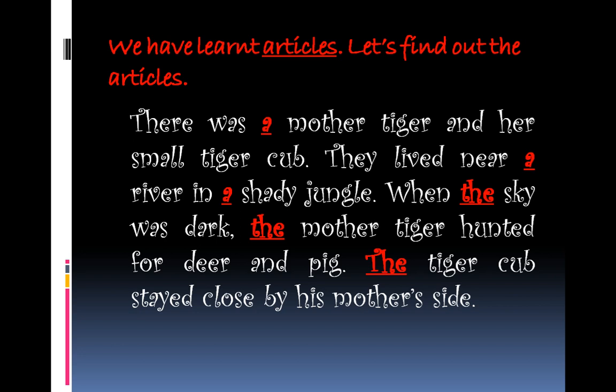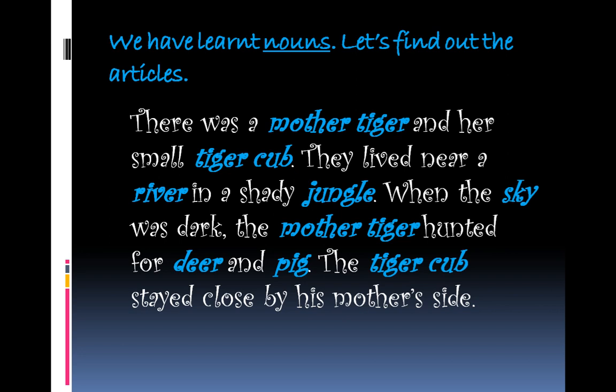They lived near a river. Any river, river is a naming word. In a shady jungle, again a naming word, jungle. So these are all nouns. When the sky was dark, the mother tiger hunted for deer and pig. Mother tiger, deer, pig, these all are naming words. So these are all nouns. Okay. Now this is one thing that we have learned recently.